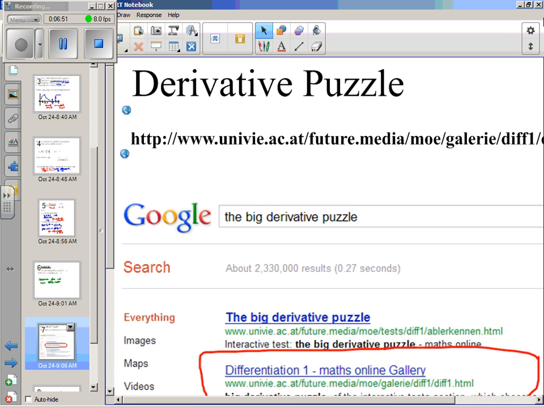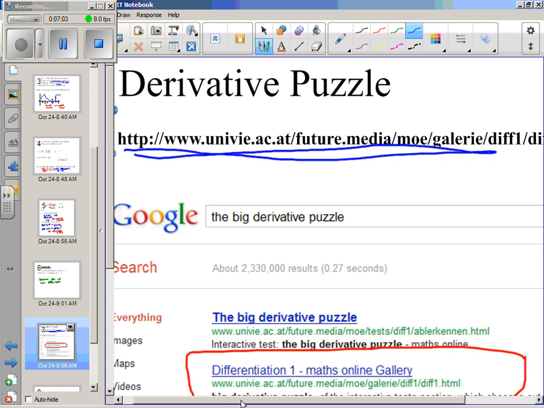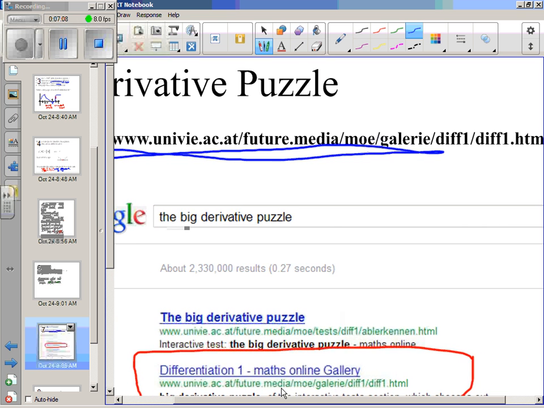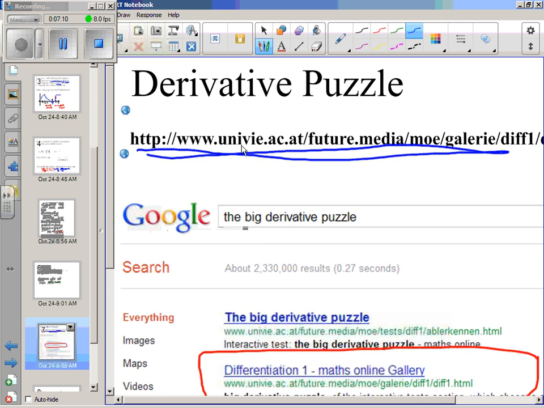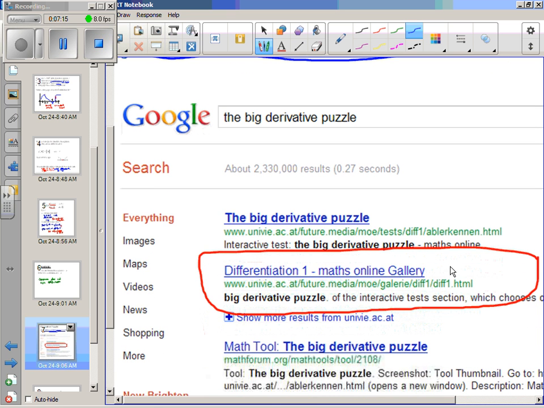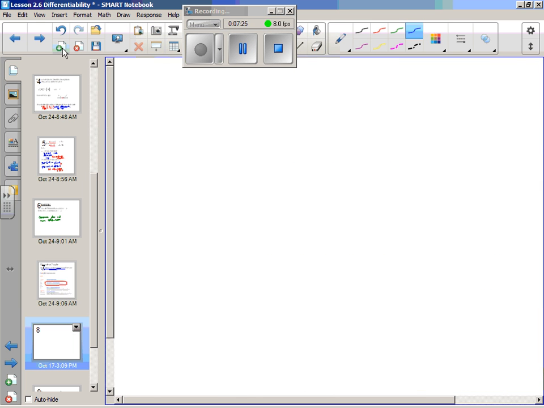The last thing for this lesson that you have to do is go to this email or this address here and type this in. Let me scroll over so you can see the whole thing. You can either pause the video and type in that entire email address, or you can go to Google, search the big derivative puzzle, and you should look for this one right here, differentiation 1 math online gallery. And what it's going to do is take you to an applet that's going to give you some puzzles, and the puzzles are going to look something like this.